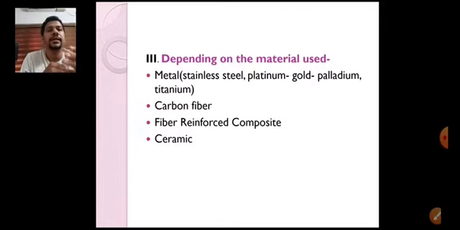Then fiber reinforced composite is the post which is currently widely used because of its aesthetic properties as well as strength properties. It is good in both. Then ceramic post is another one. Then we use this zirconia post, which is a recent one nowadays.